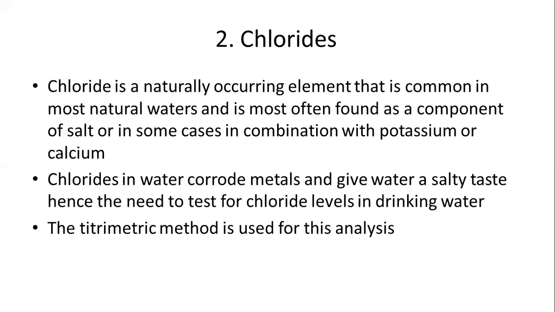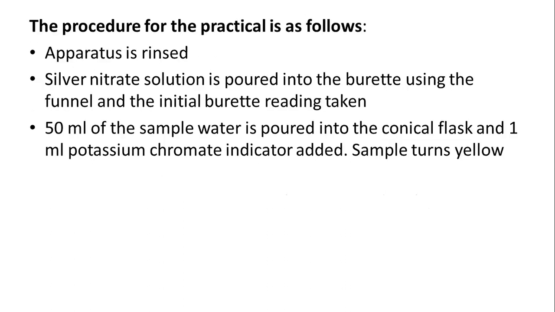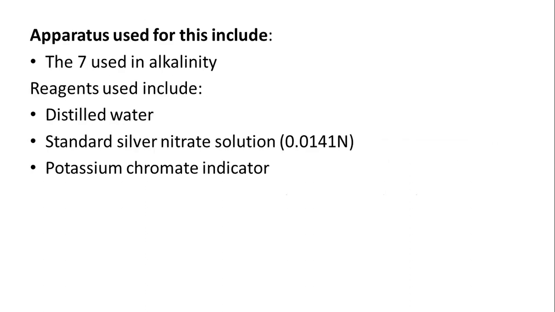So the apparatus used, next slide. The apparatus used is the same as for alkalinity. You need your burette, your magnetic stirrer, magnetic stand, magnetic rod, your conical flask, and your funnel. In this case, what will change is the reagents. For this, we'll use distilled water, silver nitrate solution and potassium chromate indicator.